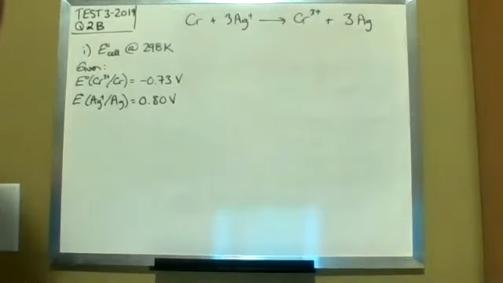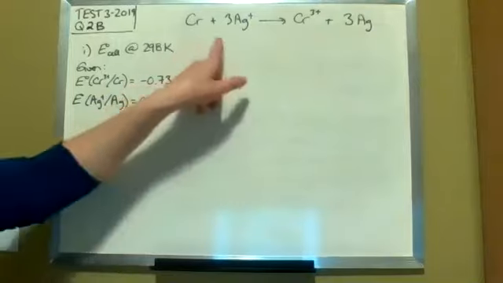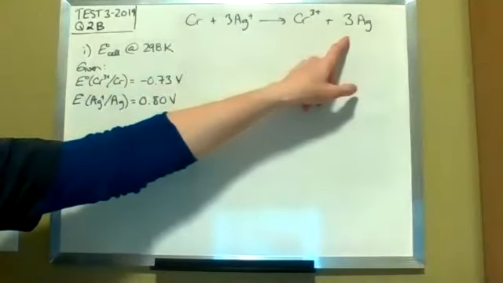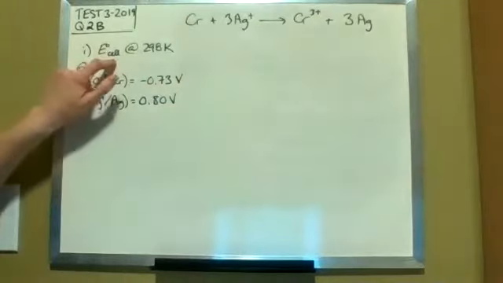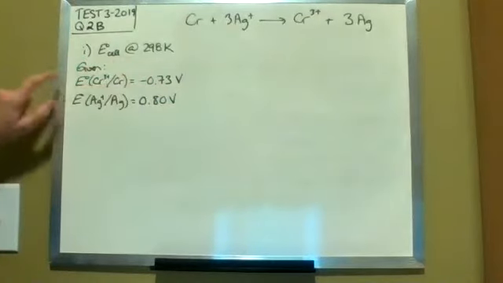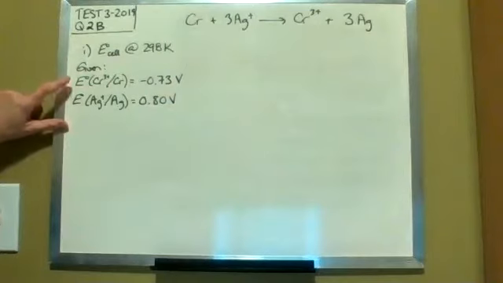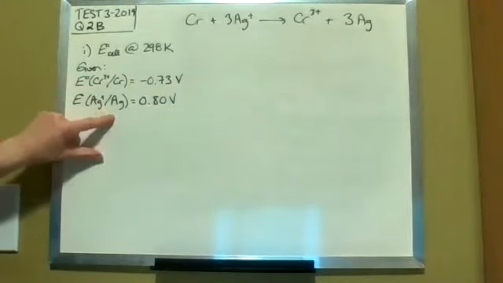Question 2B of test 3 from 2019. In this question, you're told that chromate can displace silver from solution according to this equation that has already been balanced for you. The first part asks for the E0 cell at 298, and you're given the reduction potentials for chromium 3+ to chromium and also silver plus to silver.